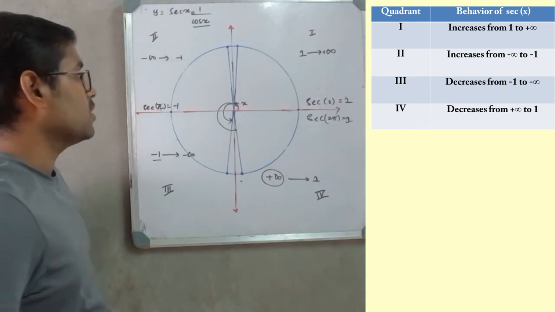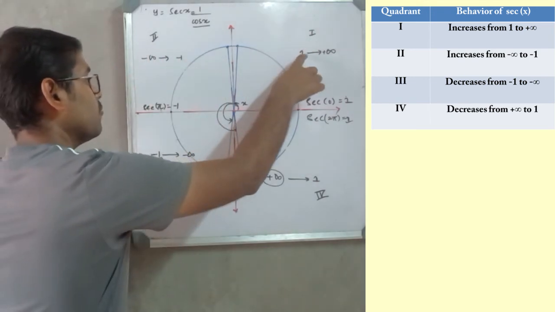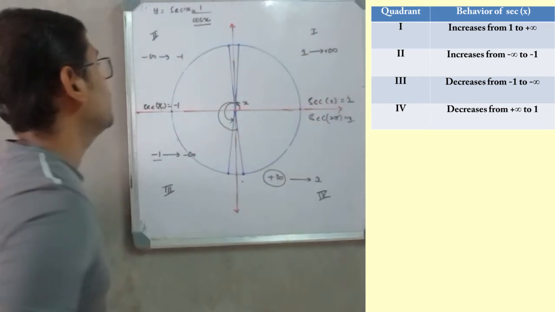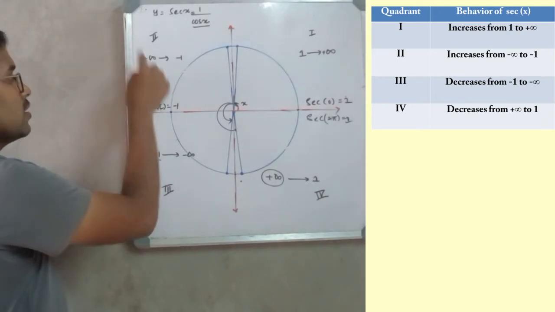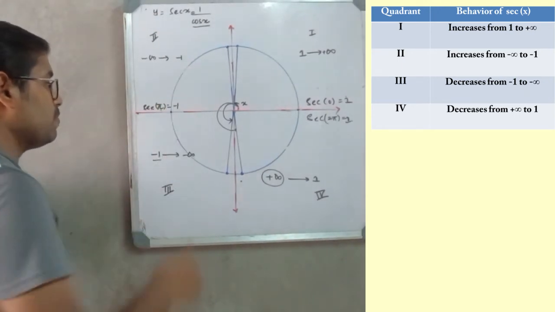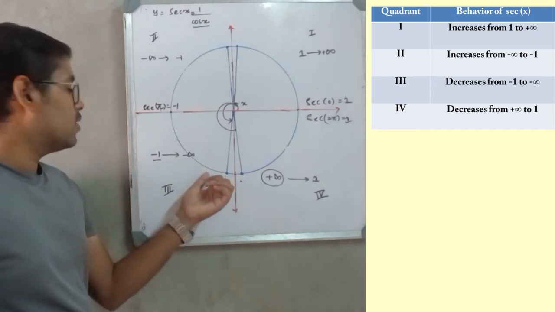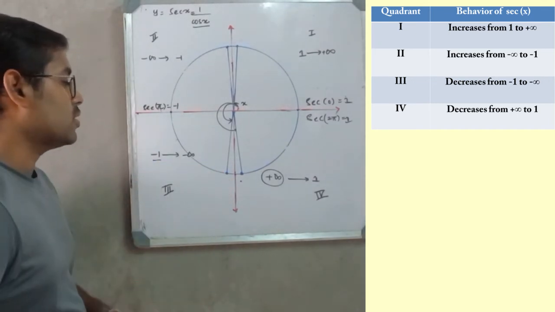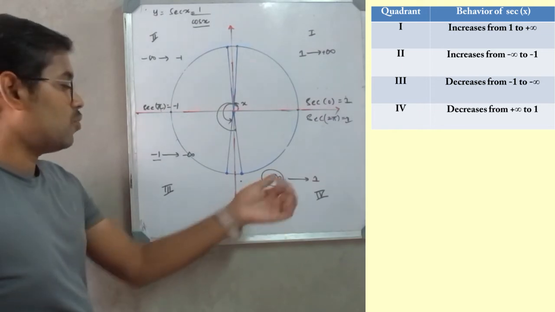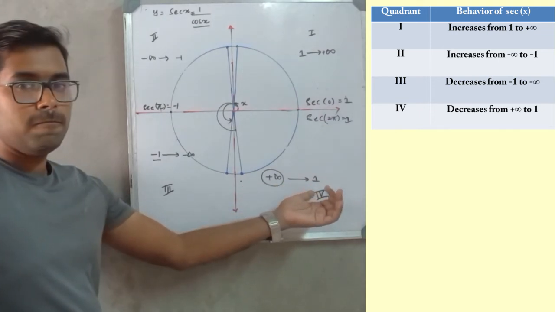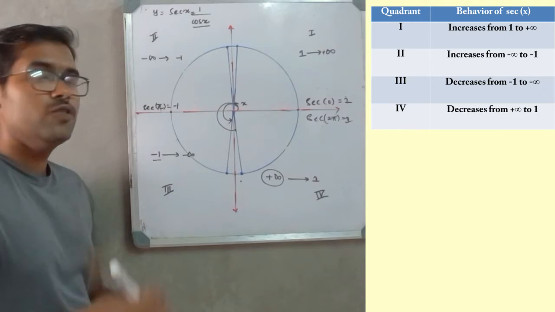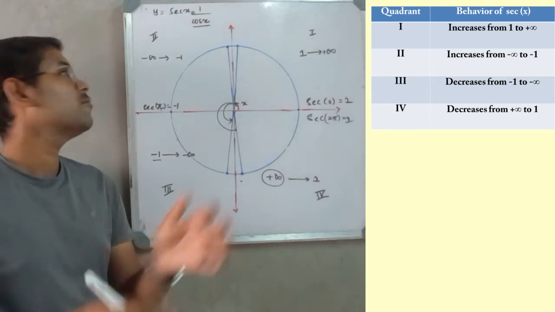So if I summarize everything, in the first quadrant it increases from plus 1 to plus infinity. In the second quadrant it again increases from negative infinity to minus 1. In the third quadrant it decreases from negative 1 to negative infinity, and in the fourth quadrant it again decreases from positive infinity to positive 1. Now using all this information, we can plot the graph of sec x.